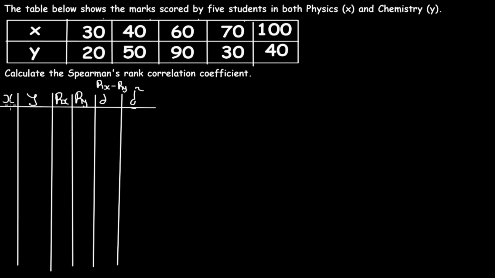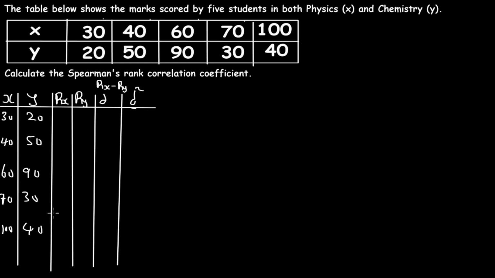Now, let's have the values of x. So we have 30, 40, 60, 70, and then 100. Excellent. Then the values of y are 20, 50, 90, 30, and 40. Perfect. Now, how do we rank? That is the main question here.